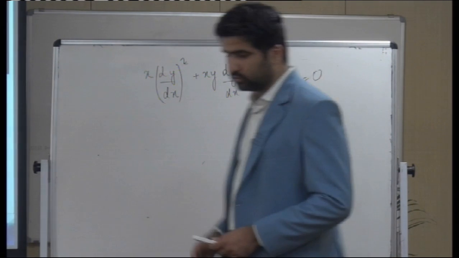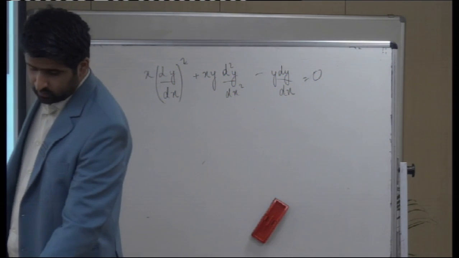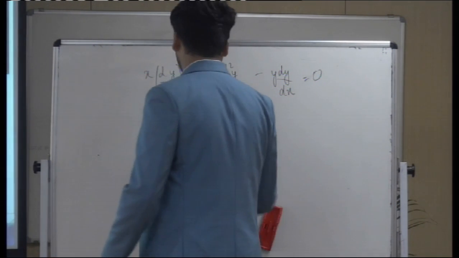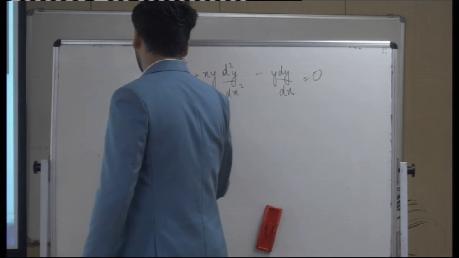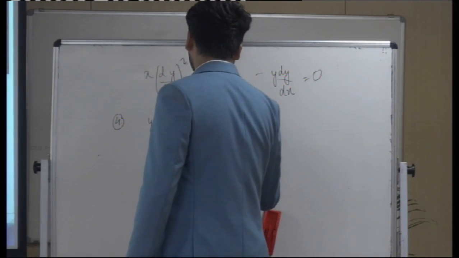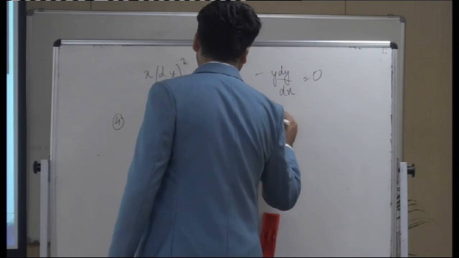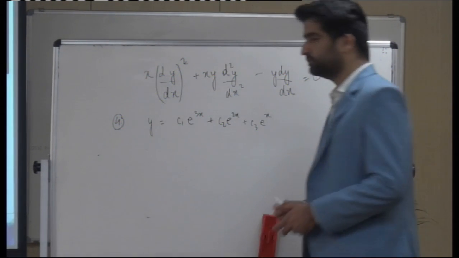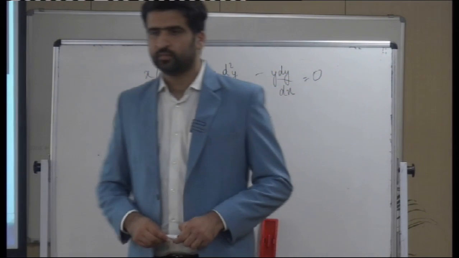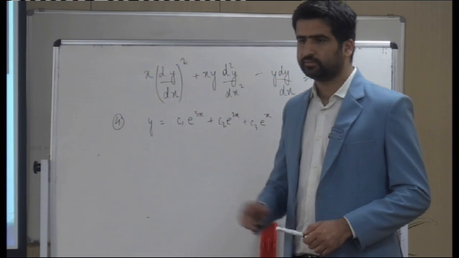So write down the fourth question. Y is equal to C1 e to the power 3x plus C2 e to the power 2x plus C3 e to the power x. So we have 3 arbitrary constants over here, right? So this is a bit tougher because we have to differentiate it 3 times.